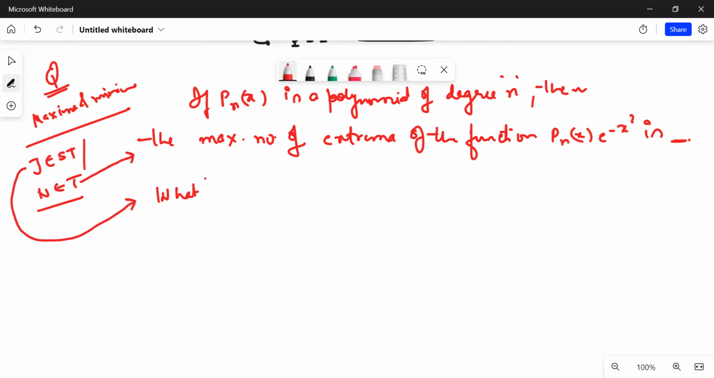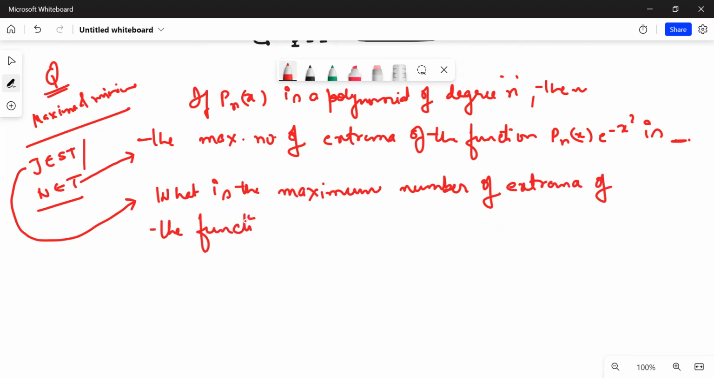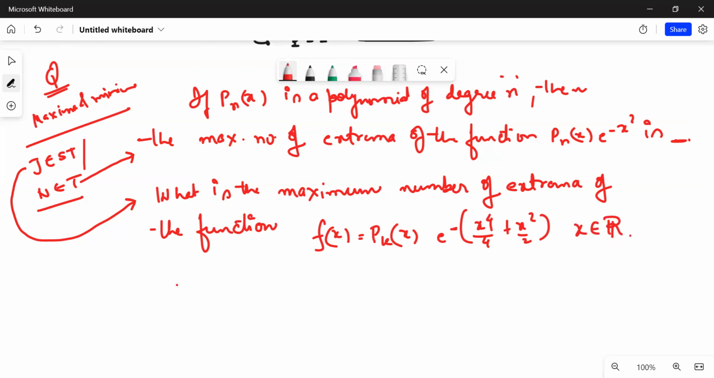What is the maximum number of extrema of the function f of x equals Pk(x) e की power minus of x की power 4 upon 4 plus x square upon 2, where x belongs to R, and Pk(x) is an arbitrary polynomial of degree k.